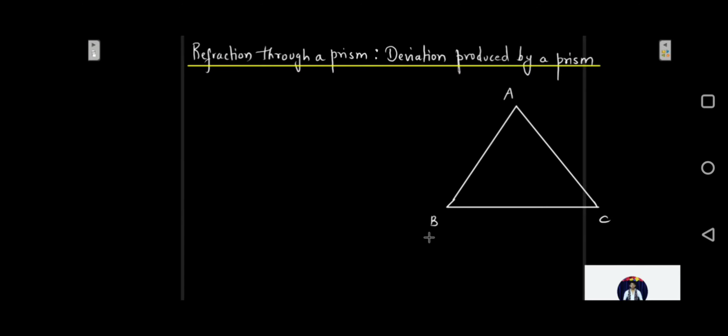Let us consider a ray now. Let's say ray PQ, which is incident on the face AB. So I'll make an incident ray over here, which is incident on AB. Let's name this ray PQ. This ray is made incident on one of the refracting faces of the prism, that is AB.